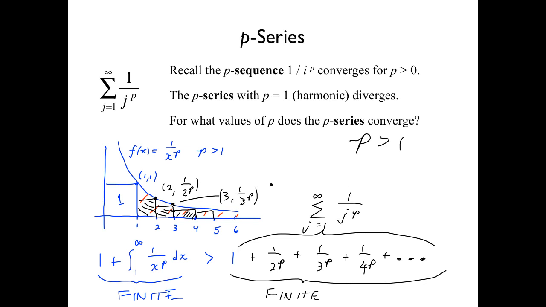So the p series is just like our improper integral, right? We know that improper integral converged when p was greater than 1. So the series, being like a discrete version of that improper integral, also converges. Questions on that?